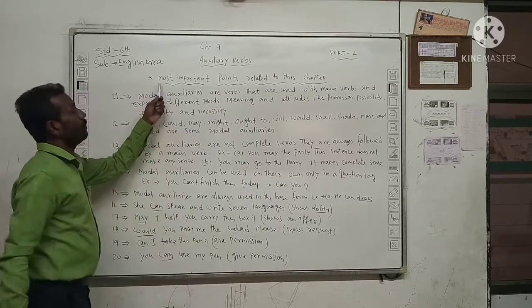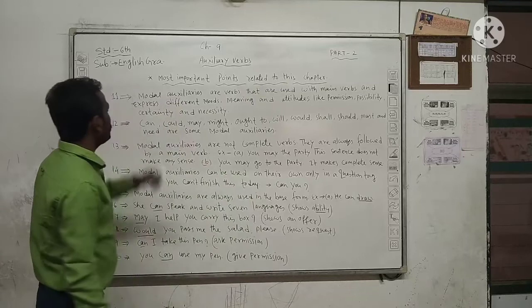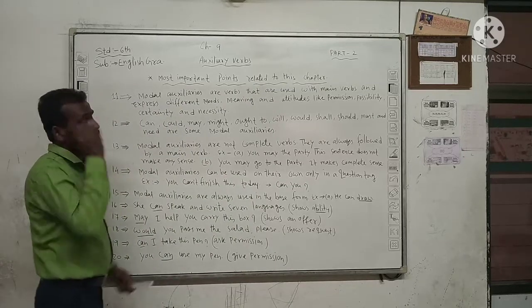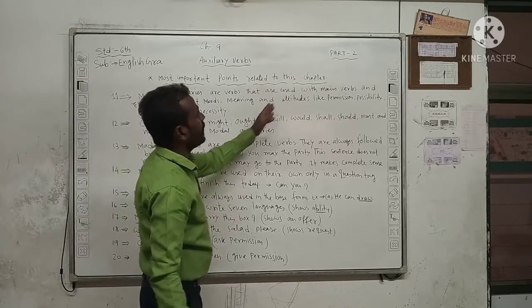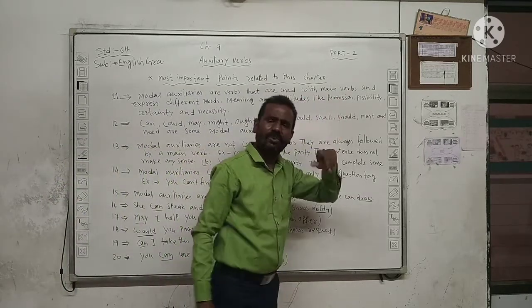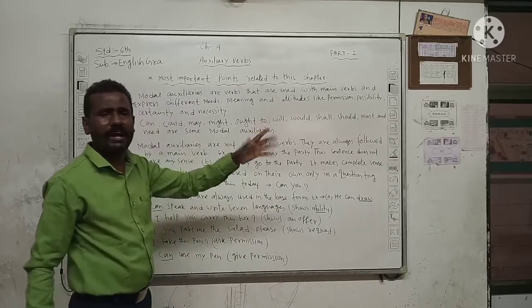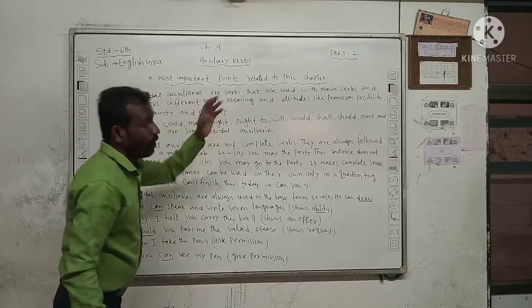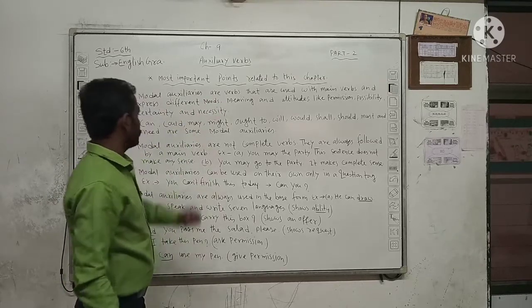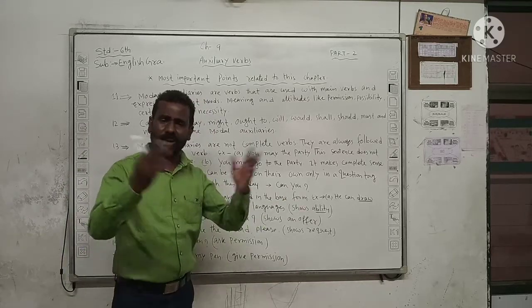So here are the most important points related to this chapter. Point number 11. Point number 11 is what? Modal auxiliaries are verbs that are used with the main verbs. Already in point number 4 or 5 they are given. You can check that. So modal auxiliary verbs. Examples also I am giving. And what are the modal auxiliary verbs? And how many modal auxiliary verbs are there?